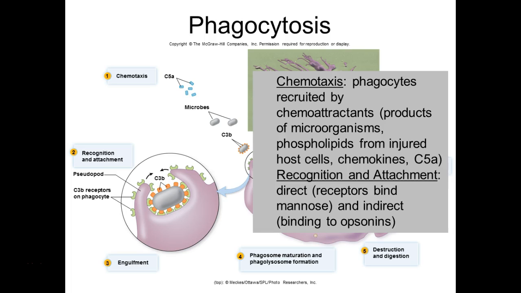So the microbes themselves, as we heard in that video and in the animations we watch, release things that are going to attract the phagocytes. The phagocytes can sense certain components of bacteria that are released by them, and it's going to draw them to the bacteria. So phospholipids from our injured cells, as our cells get injured by a cut or a splinter or the microorganisms attacking our cells.